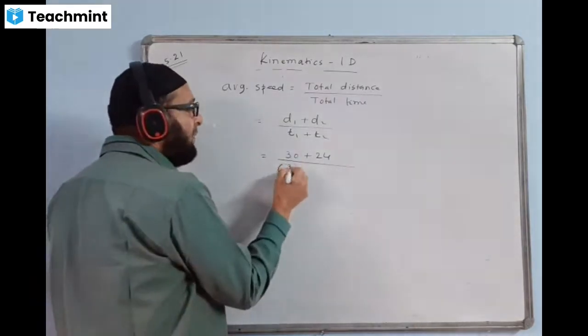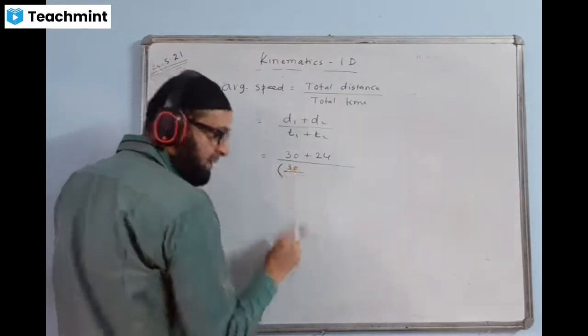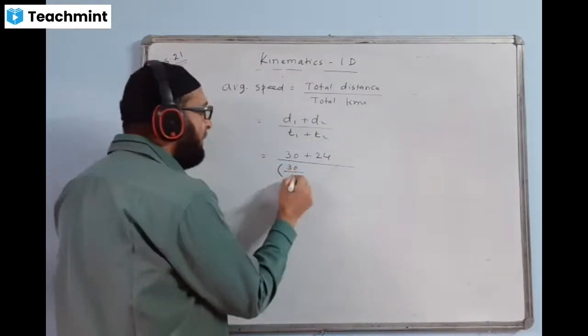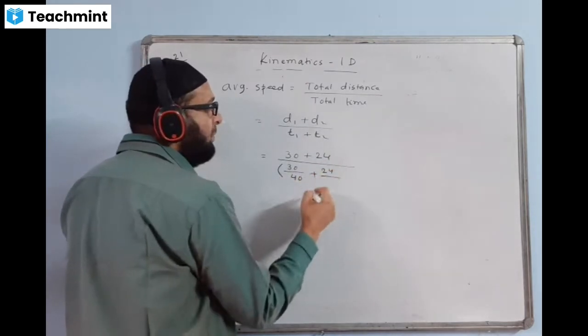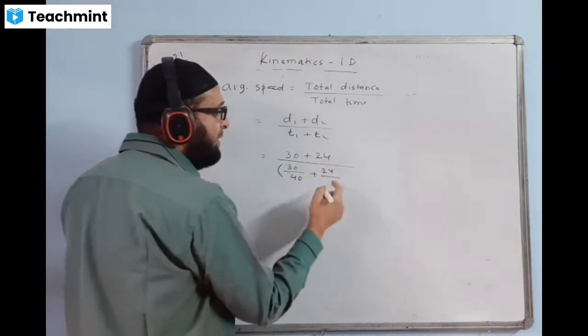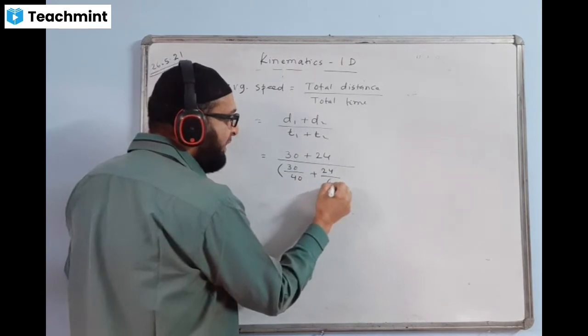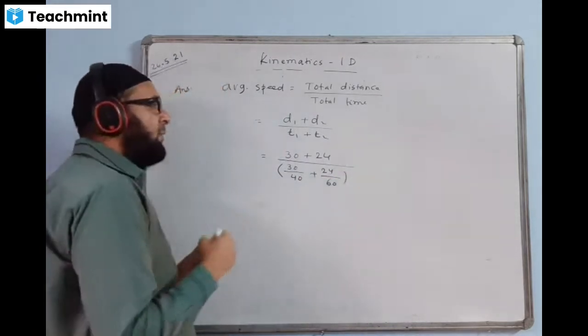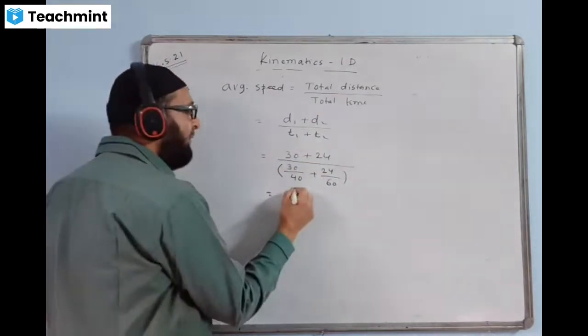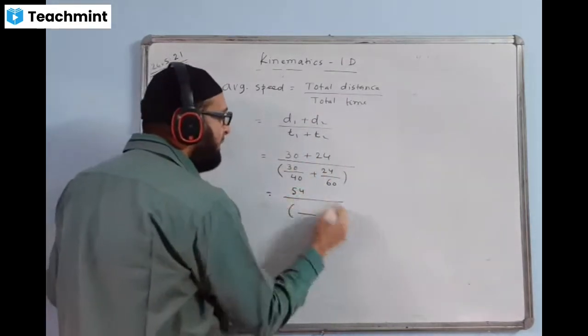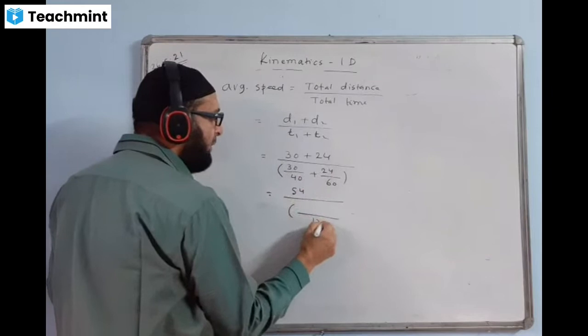What is the distance traveled? 30, and with what speed is this distance traveled? That is mentioned in the question, 40. For t2, 24 is the distance, and the speed with which it is covered is mentioned in the question, 60. Now take the LCM and find the answer. This plus this will become 54. The LCM of 40 and 60 is 120.